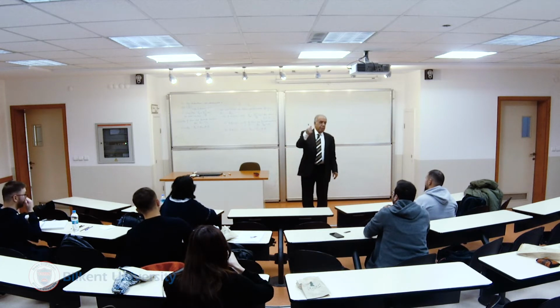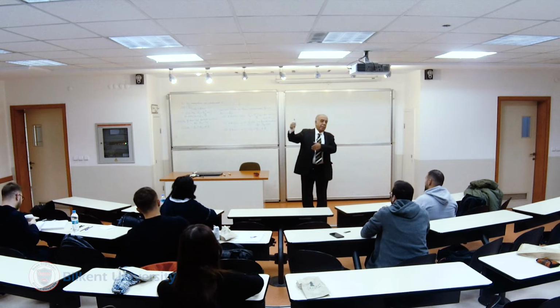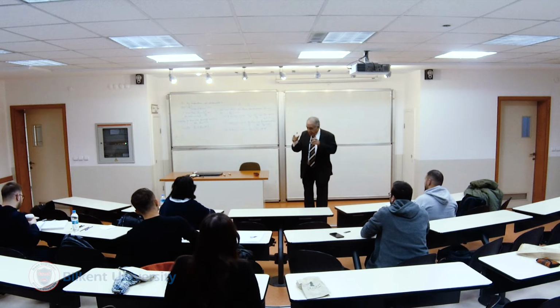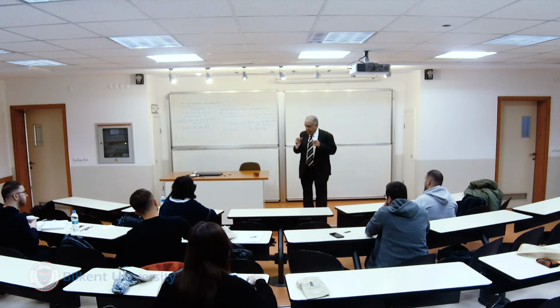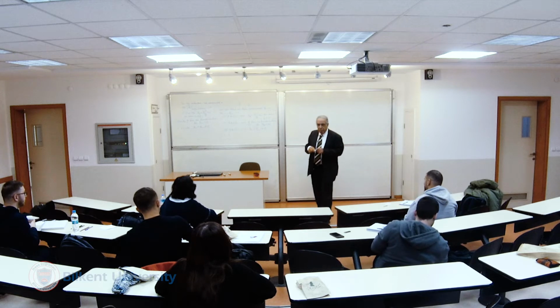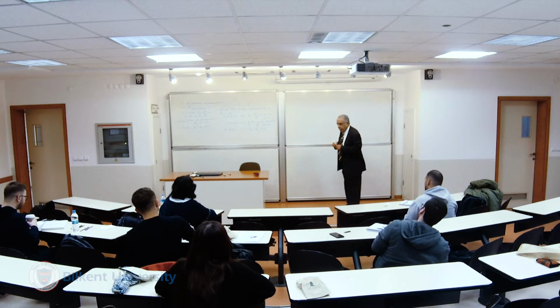But since script G is an open covering for cap K, that limit will belong to some open set in that collection, and that will yield a contradiction with each of the B sub k's being such that script G had no finite subcovering for the intersection of B sub k with cap K. So the rest of the proof will consist of those steps.